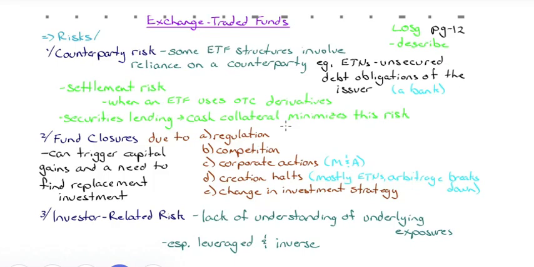Fund closures, this is a more common risk. Fund closures due to, and we have a bunch of things here, regulation, competition, corporate actions, creation halts, and change in investment strategy. So something due to regulation. Regulation may come along and say, okay, this type of structure for an ETF, no more of that. We can't use this anymore. So it would have to wind up operations, close business. Competition. A sponsor can introduce an ETF, but if nobody buys the ETF, and if there's too much competition in a particular space for ETFs that track a particular index, well, some of them aren't going to get the critical volume they need to be profitable.